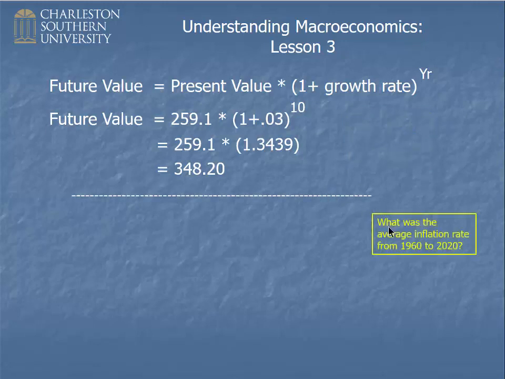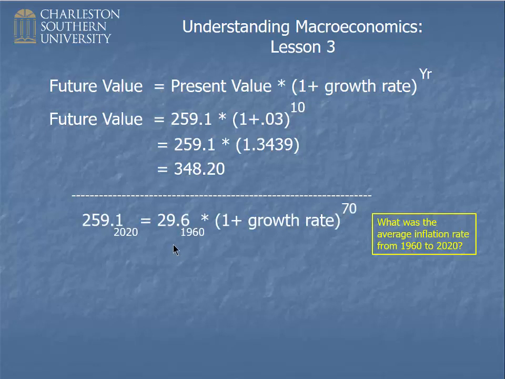What was the average inflation rate from 1960 to 2020? All right, so we do it the same way. This is the old CPI from 1960. This is the new one here in 2020, right?